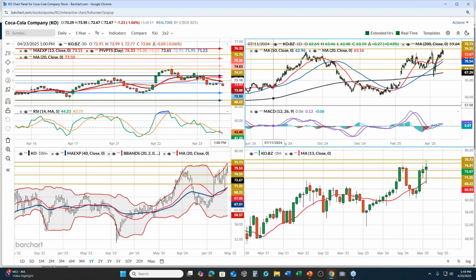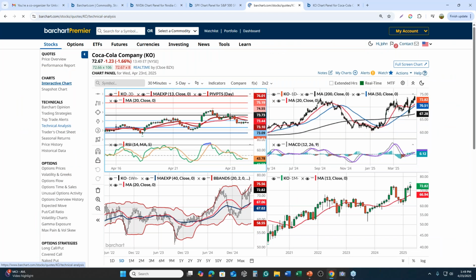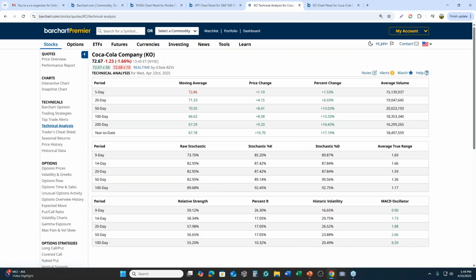Now, before I go on, I forgot to do this with you guys. Here's our ATR for Coca-Cola. It's around $1.60, $1.70. Let's cut the difference and say $1.65.